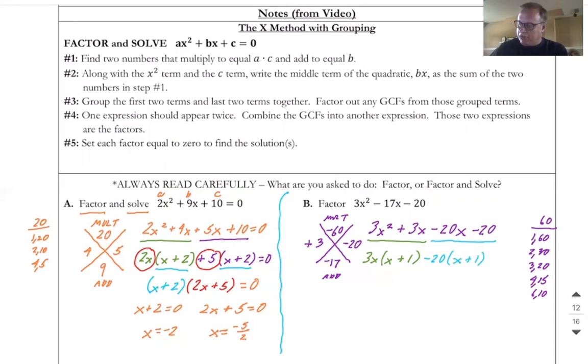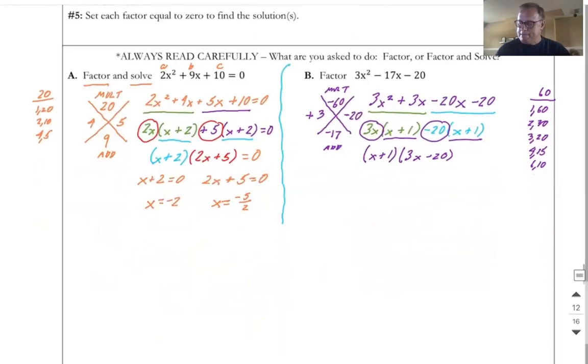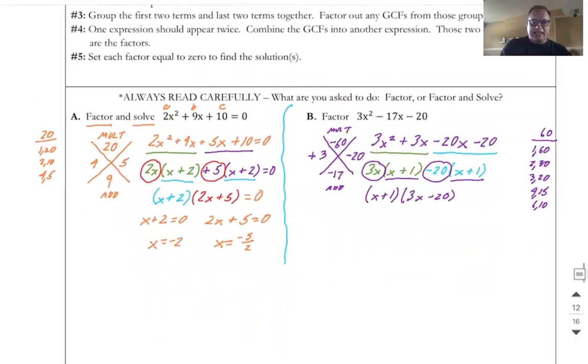So our factors are going to be x plus 1 and 3x minus 20. See, x plus 1 appears in both, and that leaves the 3x and the -20. And I'm done, because all it said was to factor. Okay, so that is the X method. We were able to kind of condense those there.